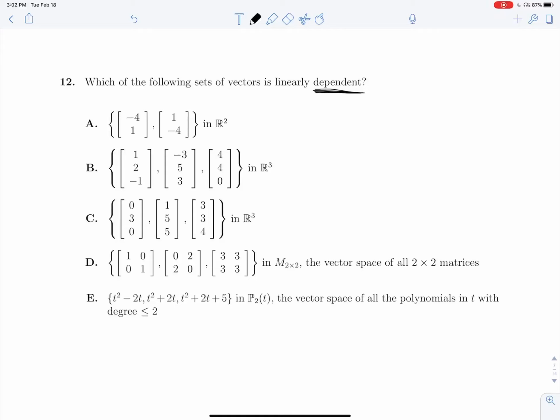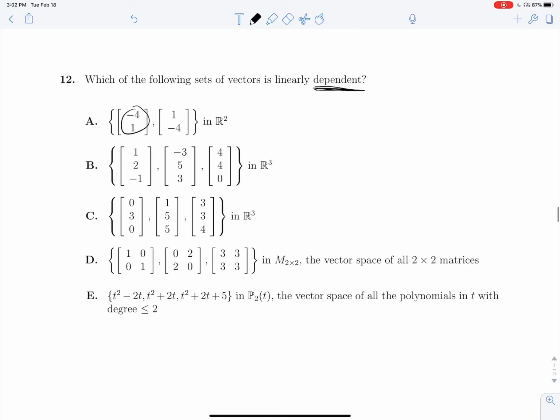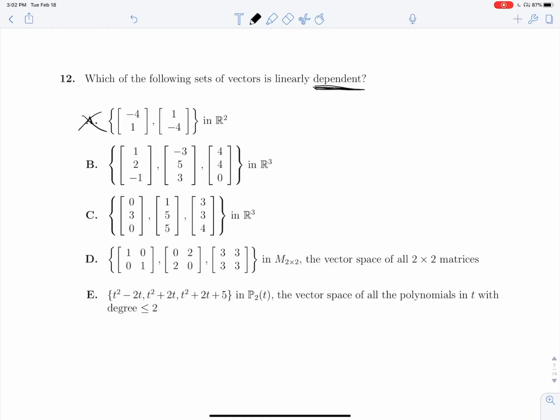So taking a look at option A, well, these guys are linearly independent. If we're just in R2, we're looking to see if there's a multiple of this guy that will give us this guy, and there isn't. There's no way to multiply the first by a scalar multiple and get the second. So those guys are linearly independent.